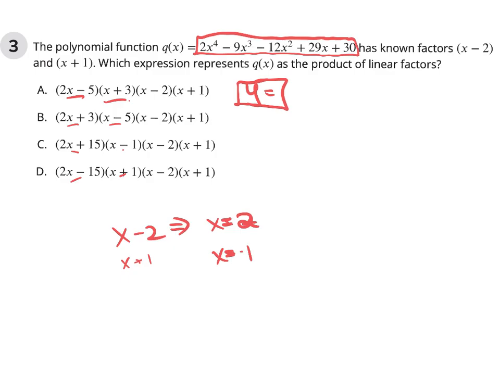So, x plus 1, that's multiplicity. If you graph it, you shouldn't see multiplicity.